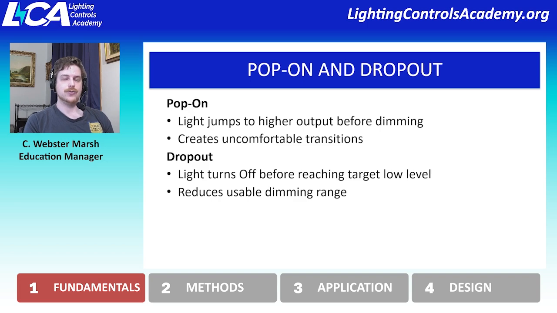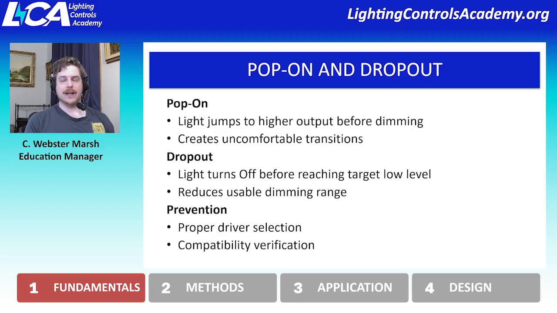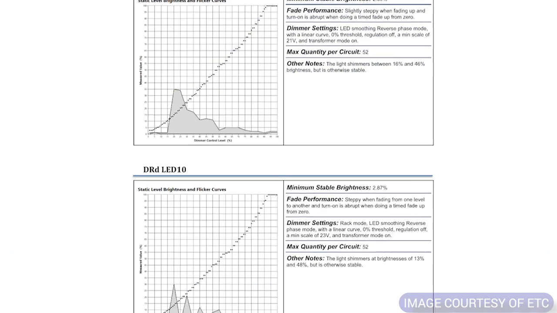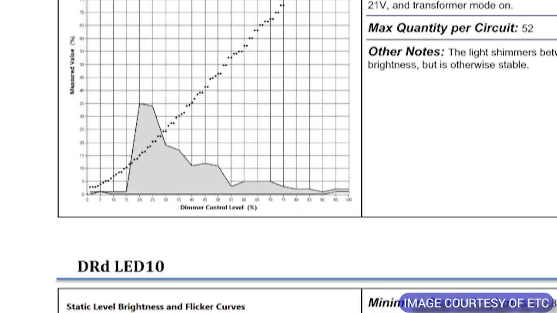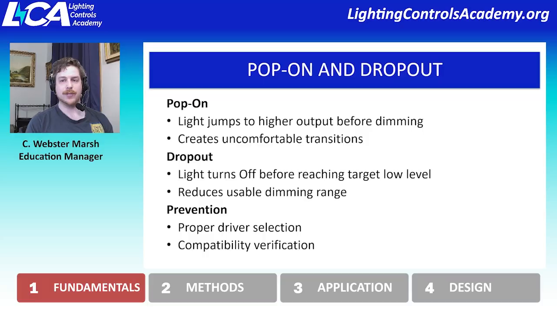And so dropout and pop on are really undesirable results of incompatible driver controller relations. How we prevent it is we want to make sure that we have the right driver selected and we verified that it's compatible with whatever controller we're using. So manufacturers, especially in phase control products, we see that they have actual compatibility test reports. And so you can actually go to their website and see which dimmers, which lamps, which fixtures are compatible with which controllers.